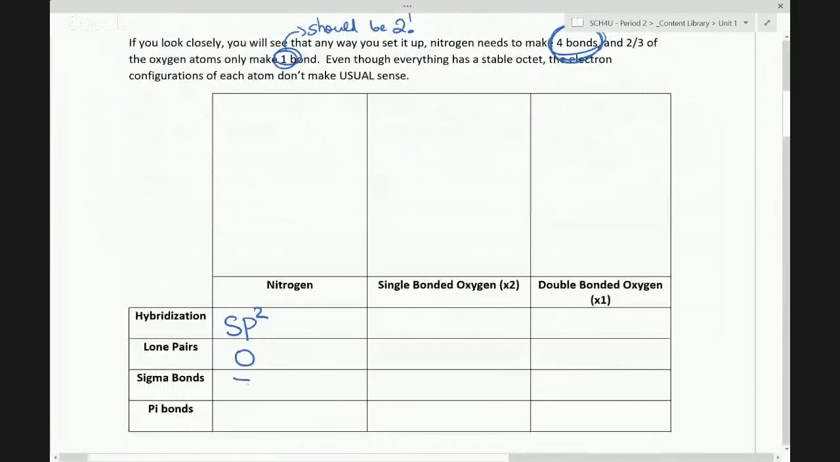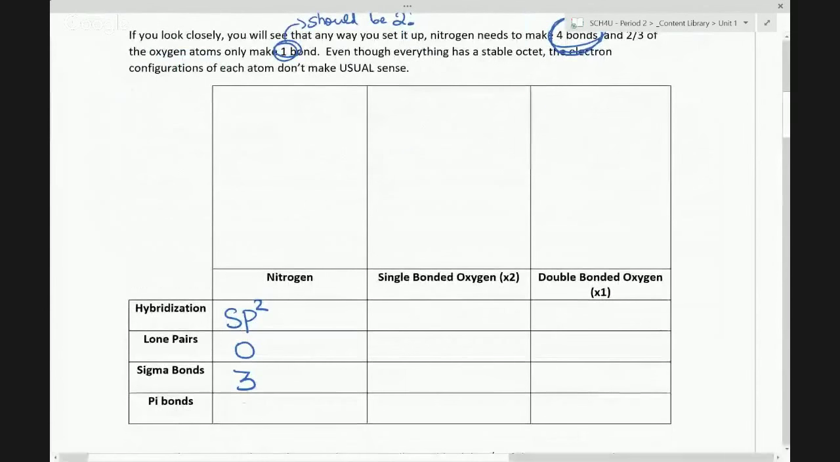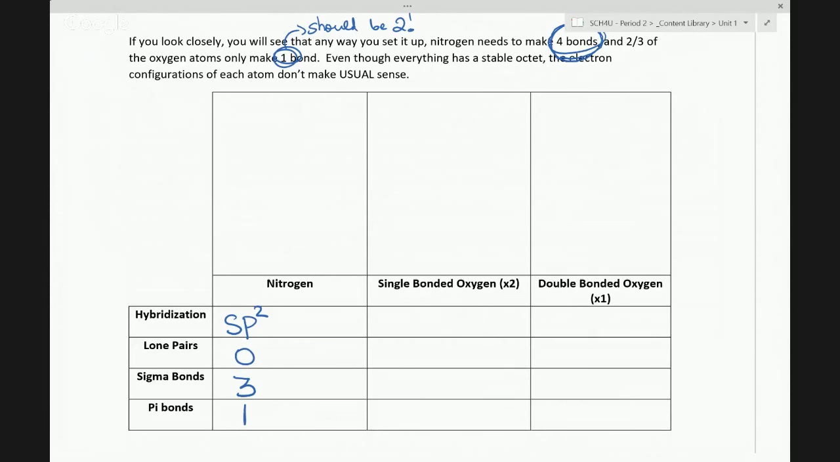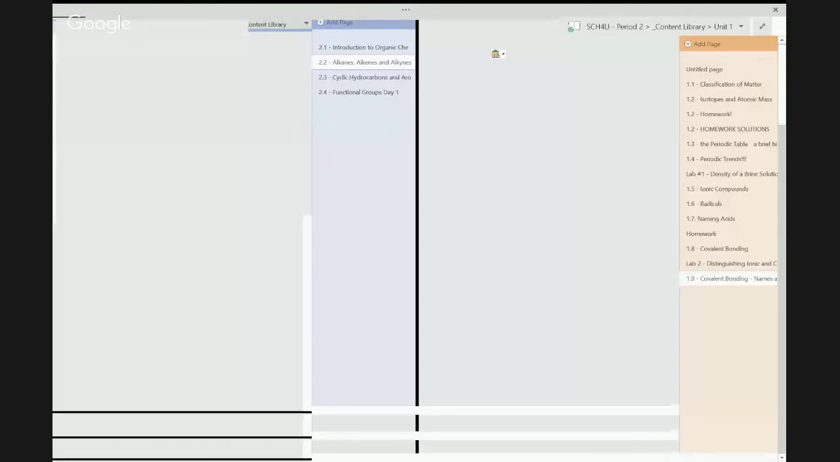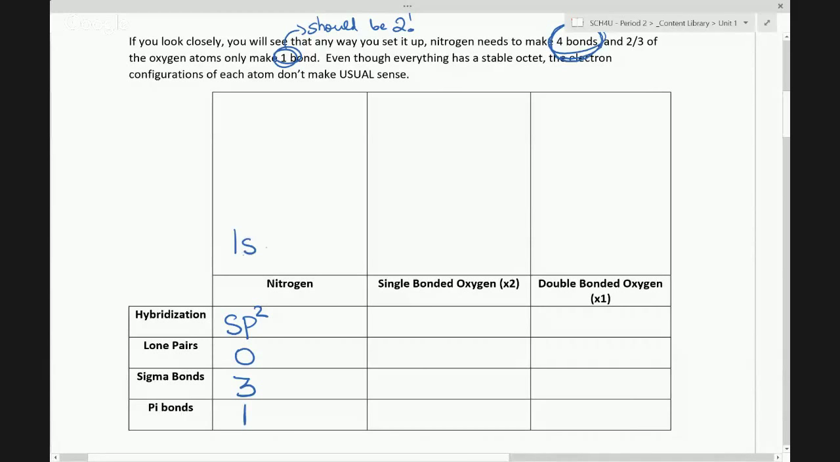It has 3 sigma bonds, and it has 1 pi bond. And so if we draw that, we would say, okay, well, nitrogen's valence then, actually we can draw even the full electron configuration. So we could say its 1s is full, and then we look here and it says that its second shell should be sp2 hybridized. So we have a 2sp2. That's going to give us 3 orbitals. And we also have a 2p, and there's 1 orbital there, right?